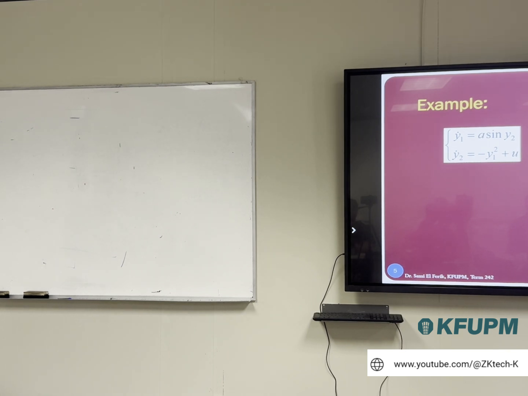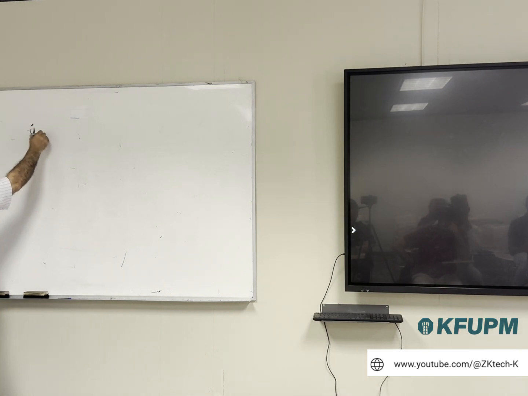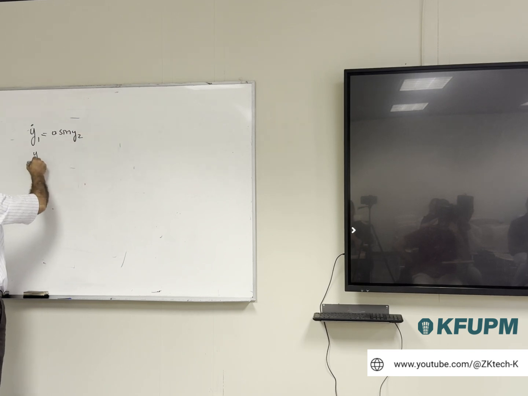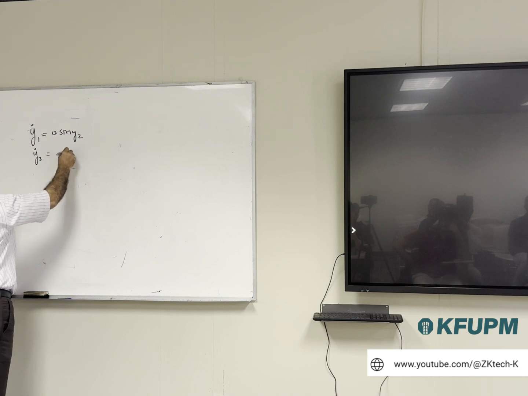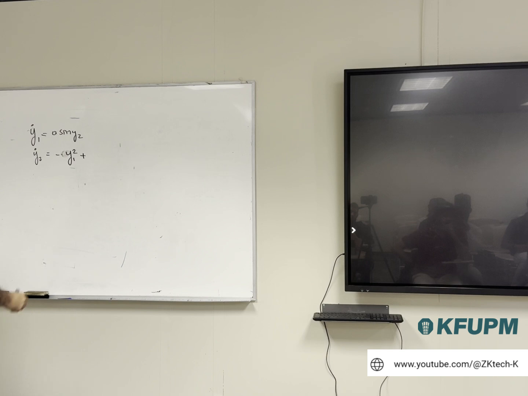So in my example here, y1 prime is equal to a sine of y2, and y2 prime is equal to minus a y1 squared plus u. So in this system, the u appears with a nonlinearity, but there is another nonlinearity here where the u does not appear, or there is no control. There is no way to cancel it as it is right now. So how to do this?